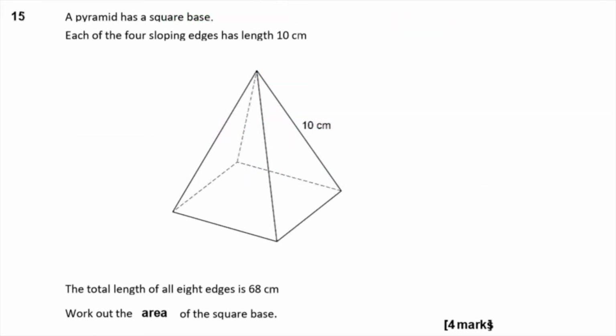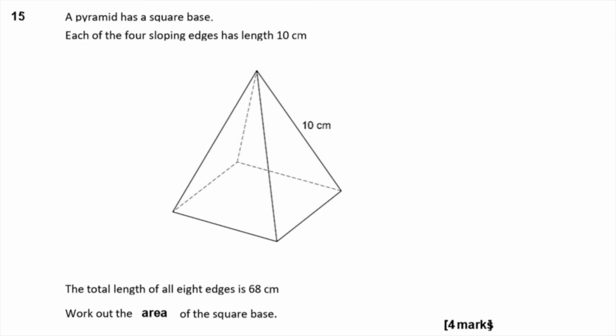Question 15. A pyramid has a square base. Each of the 4 sloping edges has length 10. The total length of all 8 edges is 68 centimeters. Work out the area of the square base.